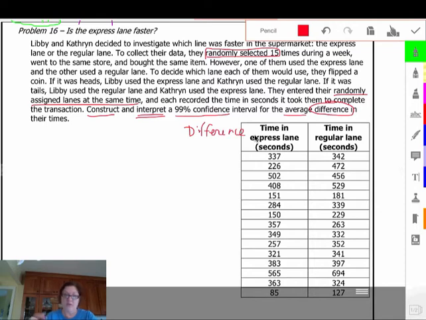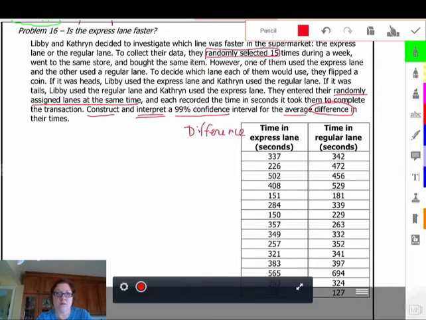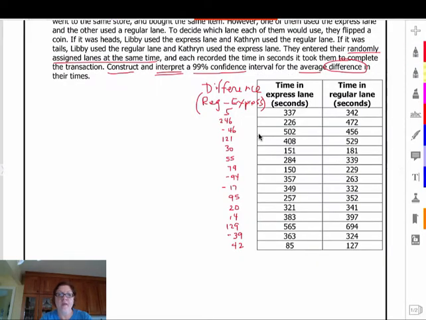So I'm going to do the regular minus the express. And you could do it the other way around. Your results will look slightly different, but that's still perfectly fine.